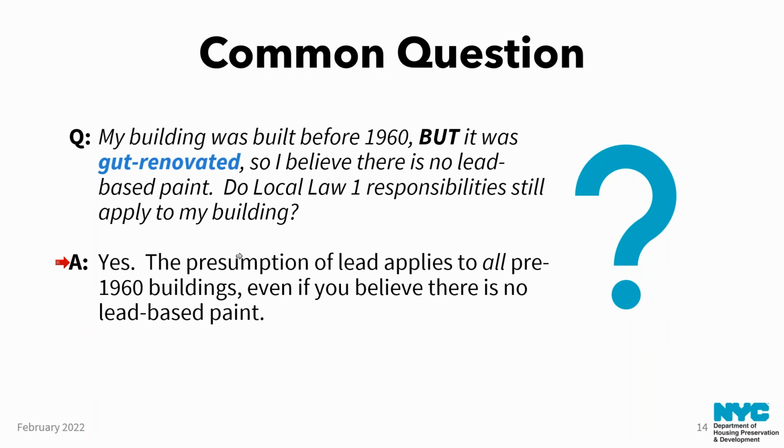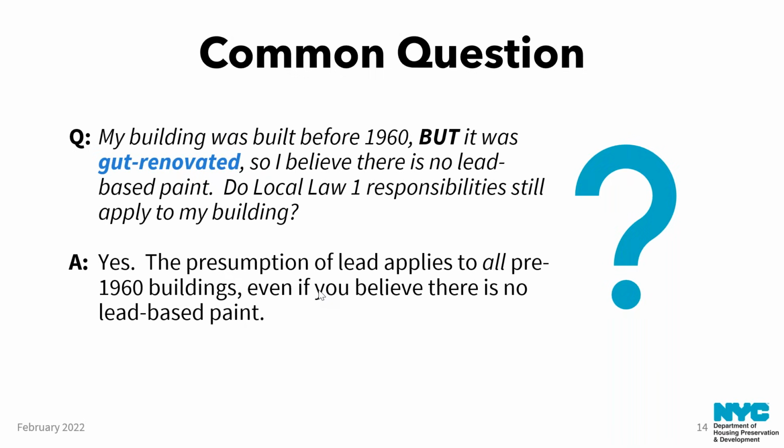This concept of the presumption of lead-based paint applies to all pre-1960 buildings, even if you believe that there is no lead-based paint. So the only date and the only piece of information that is relevant for the presumption of lead-based paint is the building built date on the certificate of occupancy. The date of a revised certificate of occupancy is not going to be relevant. Any records of gut renovation that you have, those are not going to be relevant. The building built date is what triggers that presumption of lead-based paint.